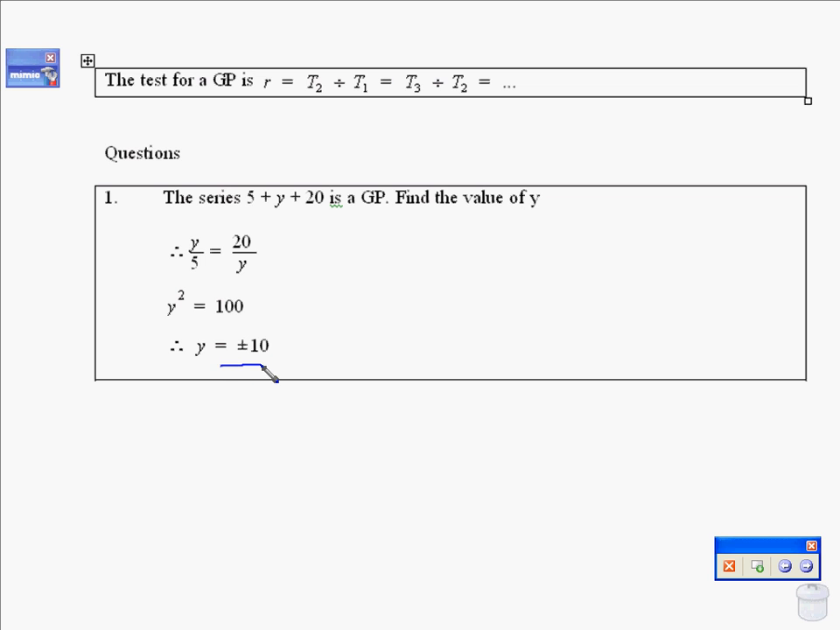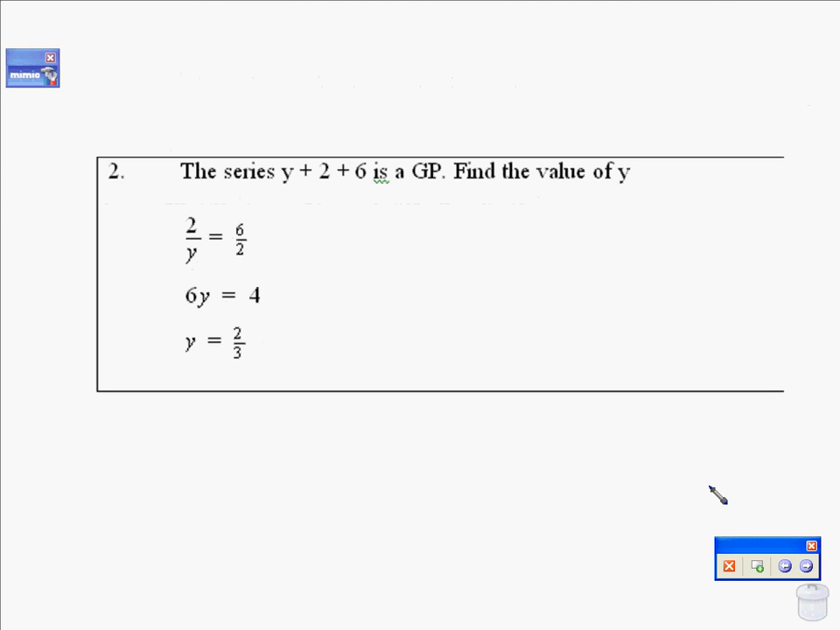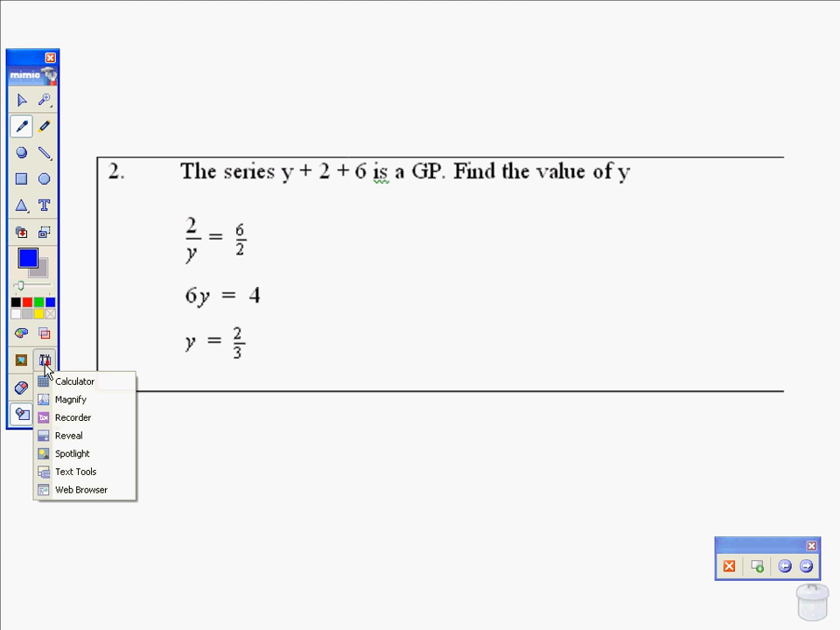So we get two solutions, actually two different series that we could have as a GP, one with plus 10 as y and one with minus 10 as y, because we have a ratio that's either positive or negative in this case. So it's a little bit tricky, but just be careful of that. This time we've got the series y, 2, 6 is a GP. So if that's the case, 2 over y would equal 6 over 2. Again, we can cross multiply, or you can just do some arithmetic with it. But 6 on y is equal to 4, or y would equal 2/3, solving that equation. All by knowing that the test for a GP is that you divide the terms in the series.